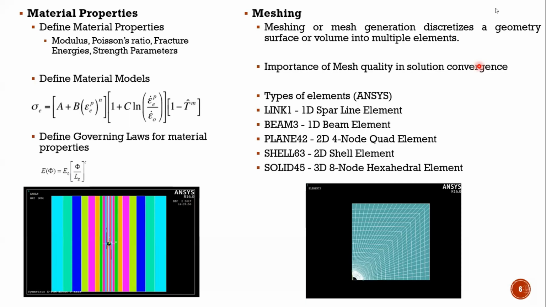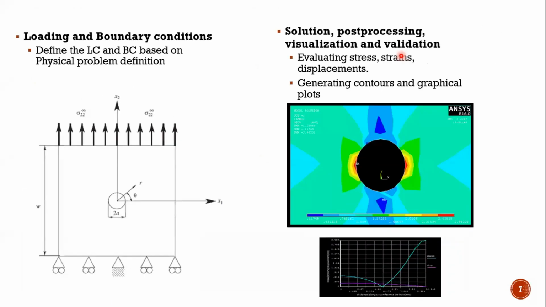For meshing, generally in ANSYS, for this problem particularly, we have different elements: link element, beam element. For 2D problems, we have plane and shell elements. Then for 3D problems, we have solid 45, then brick elements, then some cylindrical elements as well. So different types of elements are there. Depending upon their properties and depending upon your problem, you can assign a type of element to that particular problem.